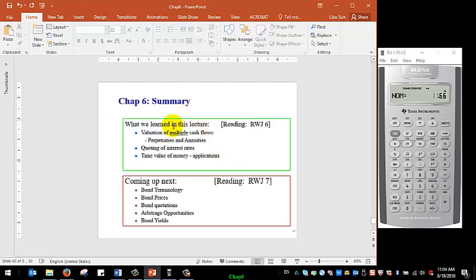So in chapter 6, we talked about a lot of things: PV, FV for multiple cash flows, annuity, perpetuity, interest rate quotes, and 3 types of loans. So that's all for today.